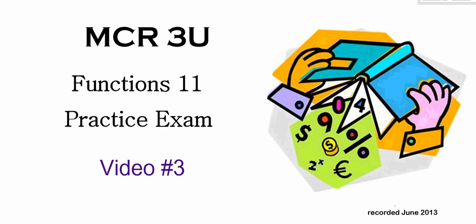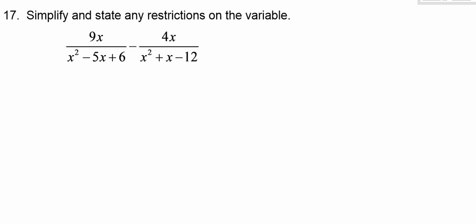This video is for grade 11 students in MCR 3U who are practicing for the exam in Functions 11. It's video number 3, and in this video we're going to look at question 17. So here's the question. It says simplify and state restrictions on the variable.